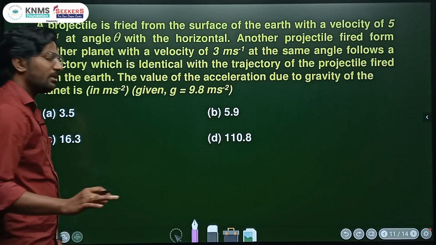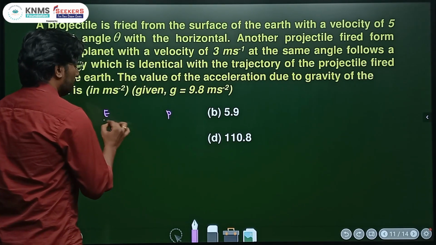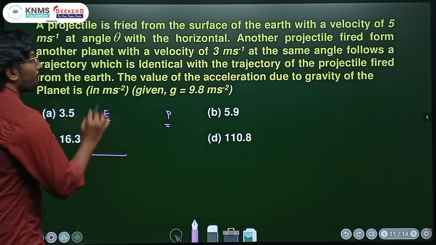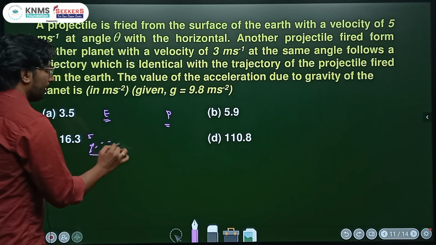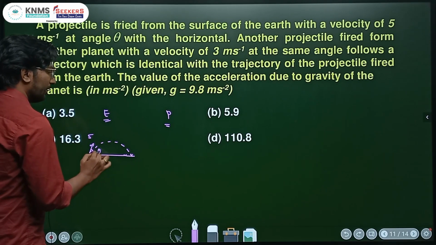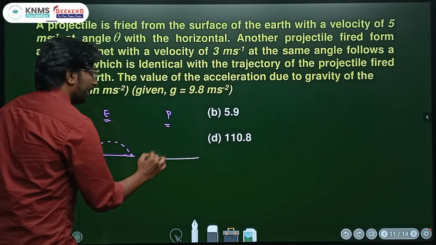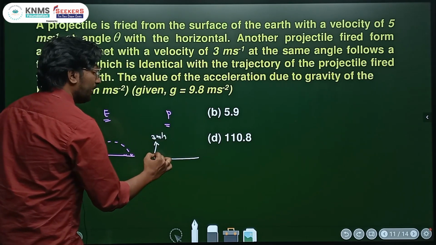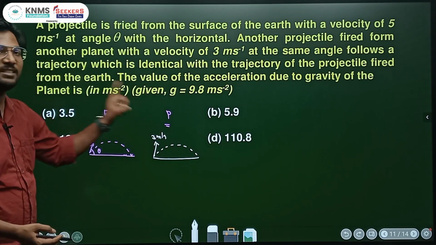So let's understand the question very clearly. There is earth and there is some other planet. From earth, somebody fired the projectile with velocity 5 meter per second and it followed a particular trajectory and ended up over here, and the angle of projection is theta. Now we went to some other planet upon which we again fired the projectile with a different velocity, this time 3 meter per second, but they said the trajectory of this projectile on the other planet traces the same thing.